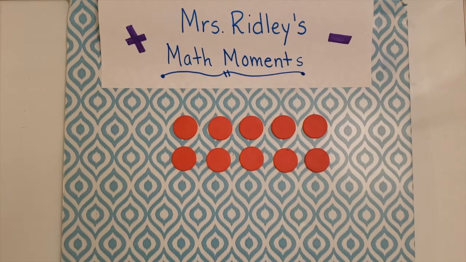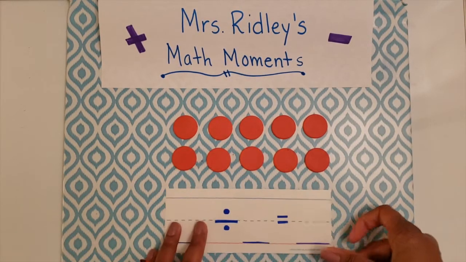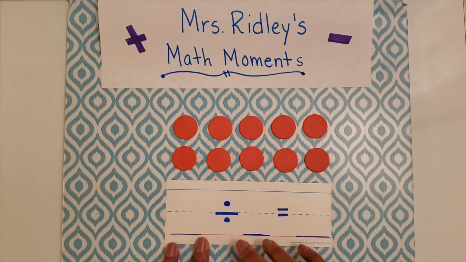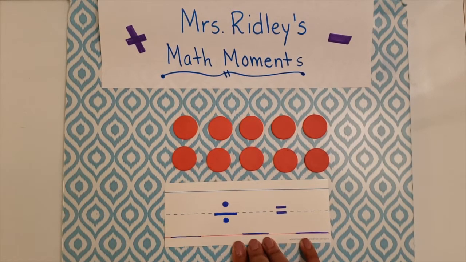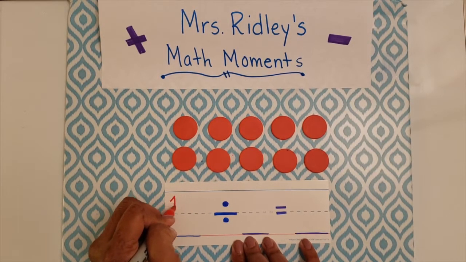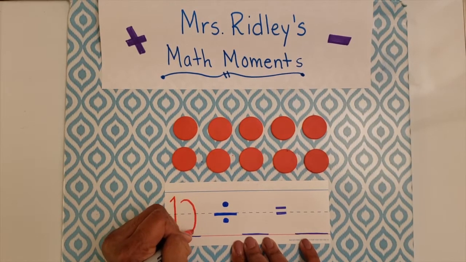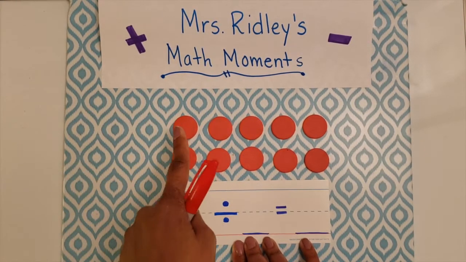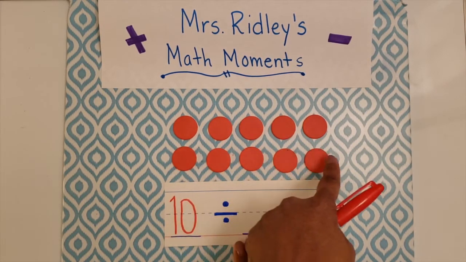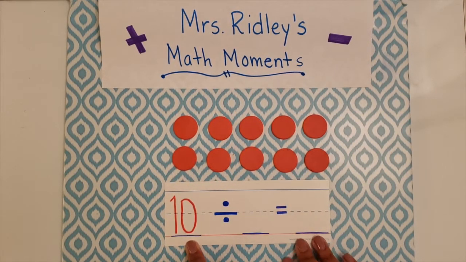Next, let's create a division equation for this array. Same array, different equation. So every division equation begins with the total. We know from multiplying that there is a total of 10 circles in this array. We can count to double check. 1, 2, 3, 4, 5, 6, 7, 8, 9, 10. 10 total in this array.